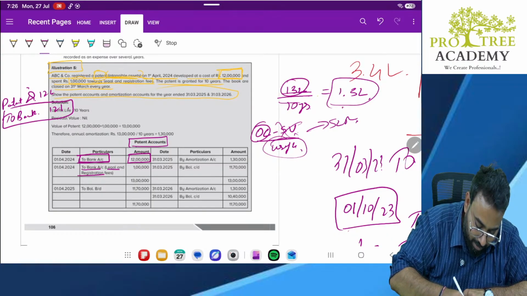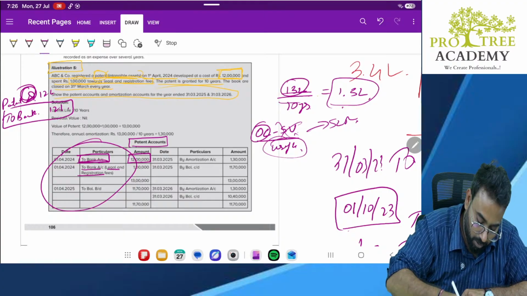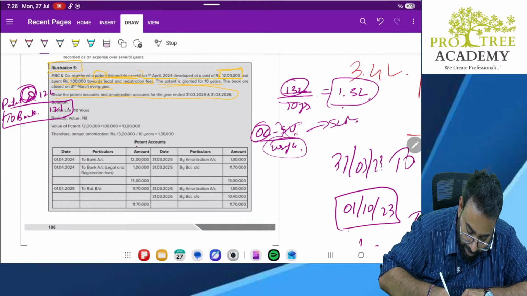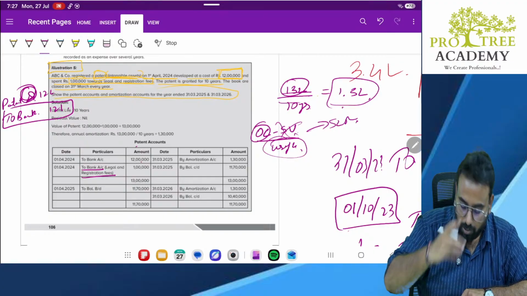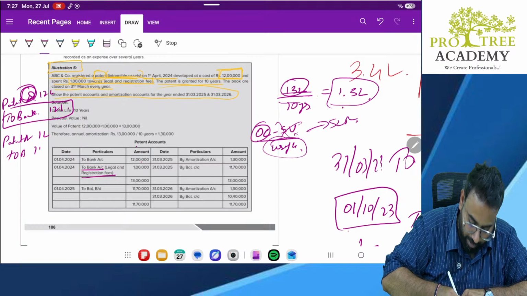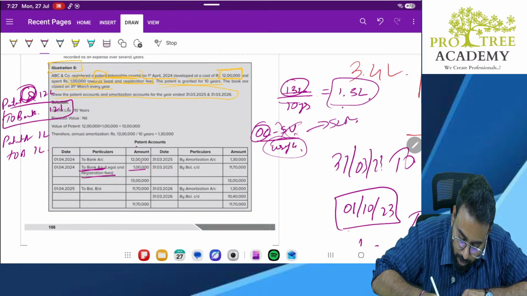Patent is debited. So we'll start on the debit side, and we'll write down to bank account 12 lakhs. Clear? In the similar way, our legal and registration charges also will be added to the cost of asset. Again, the entry will be patent account 1 lakh, to bank account 1 lakh. Now, what is the first year amortization?